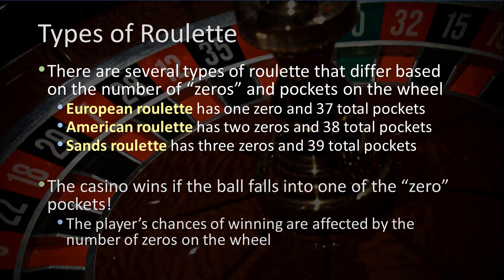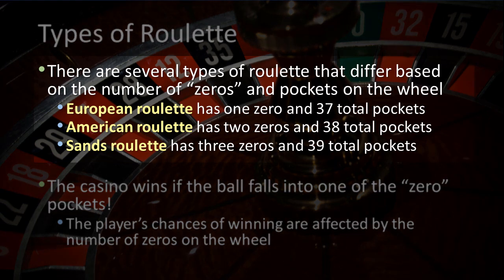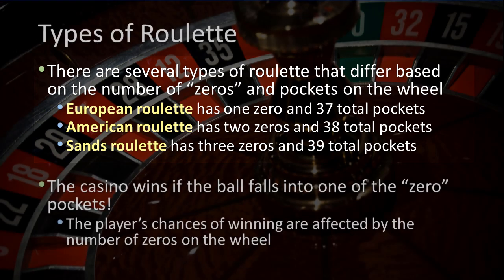There are several types of roulette, and for the most part, these different versions of the game differ based on the number of zeros and the number of pockets on the wheel. European roulette, for example, has 1 zero and 37 total numbered pockets on the wheel, while American roulette has 2 zeros and 38 total pockets. Sans roulette, which unfortunately for players has been growing in popularity, has 3 zeros and 39 total pockets.